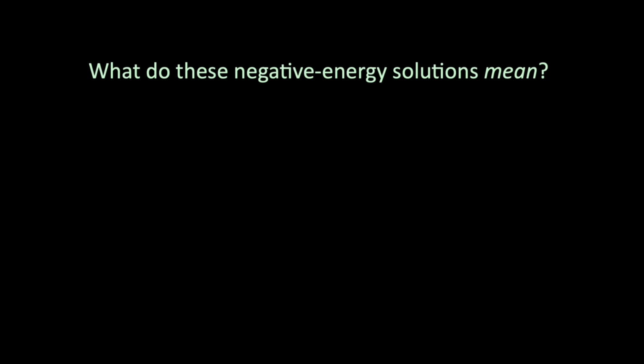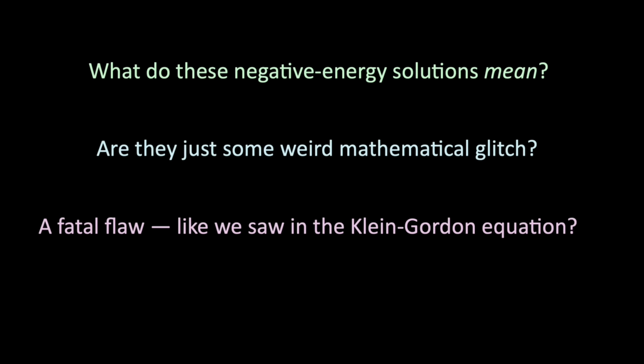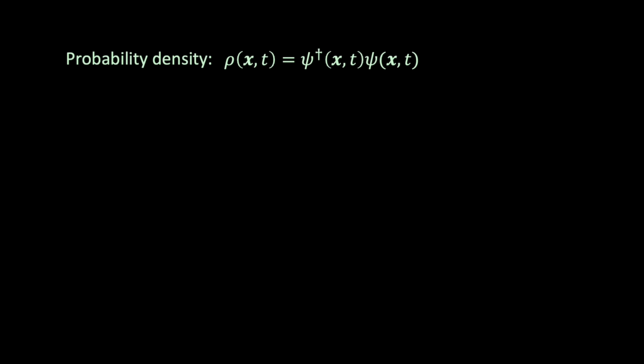But what do these negative energy solutions mean? Are they just some weird mathematical glitch, or a fatal flaw like we saw in the Klein-Gordon equation, where, if you recall, we saw that negative energies led to negative probability densities, which completely broke the rules of quantum mechanics? So, does the same thing happen here? To answer that question, we recall that in the Dirac theory, the probability density is defined by the following expression, where the dagger refers to the Hermitian conjugate, which means taking the complex conjugate and then transposing.